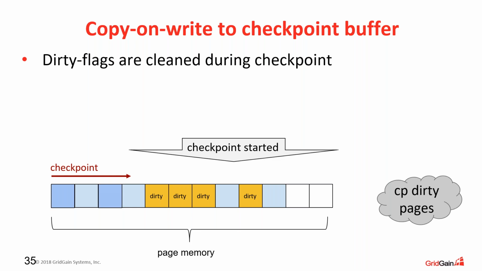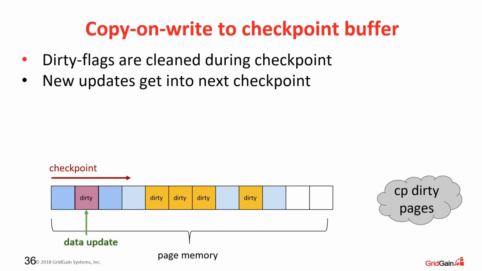There may be a case when there will be new updates, and if a user transaction will update a clean page and make it dirty, such update will get into the next checkpoint. We can simply achieve it because we have prepared and snapshotted collection of dirty pages, and it will not be modified in the progress of checkpoint.